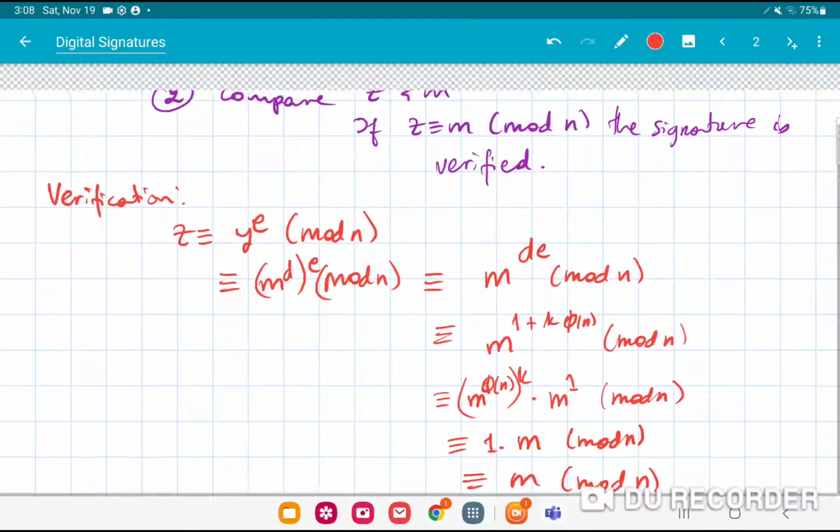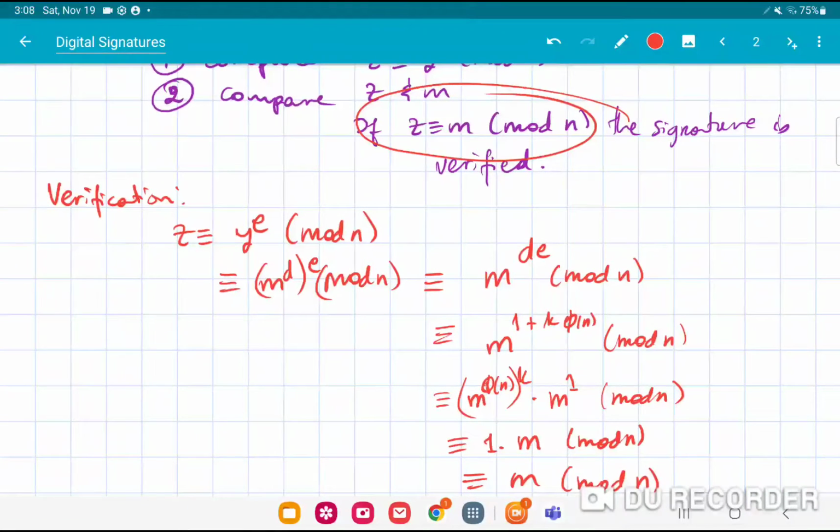So that's just what he's trying to do here. He checks that Z is actually M. What is Z? Z is Y to the power of E. So he simply calculates Y to the power of E. And if that's equal to M, then the signature is verified. He's going to do the transfer because he's sure that she signed it.